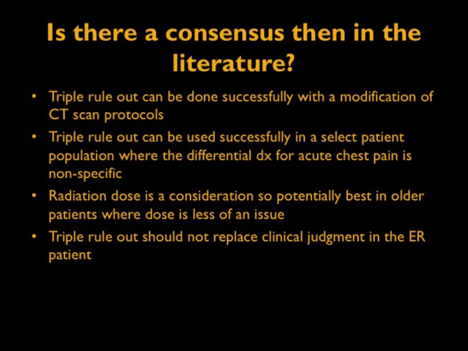really can reduce dose. And again, probably most importantly, triple rule out should not replace clinical judgment in your patient. It should not be, let's get a study that rules out everything because we can get it. Let's order the right study. If the right study is a coronary CTA, that's great. If the right study is not getting a study, that's great. And if the right study is a triple rule out, learn how to do it correctly.